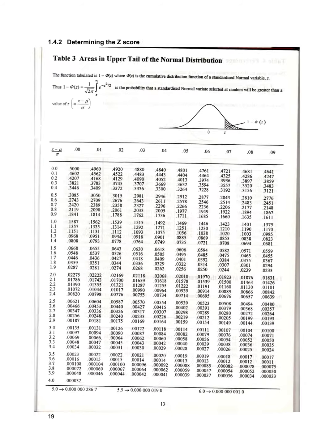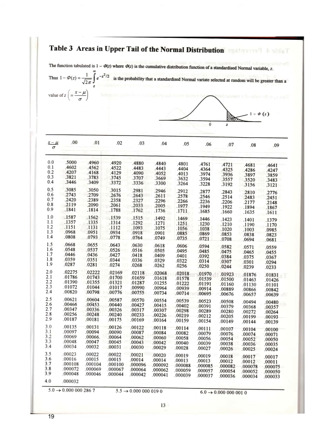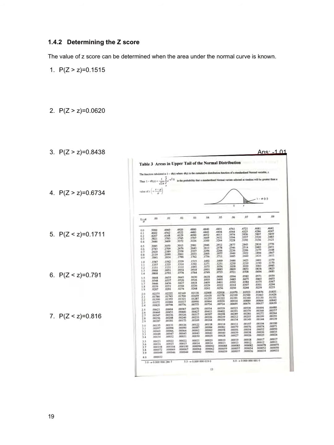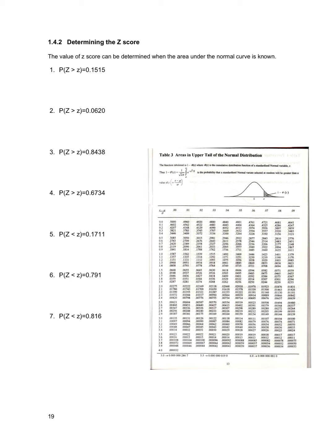So, all the probability values will be given to you, and what we want to find is the z value. Hari tu kita diberi z, kita nak cari the probability, right? So yang ni the other way around. You are given the probability, we want to find the z value. Okay, let's take a look at example number 1.